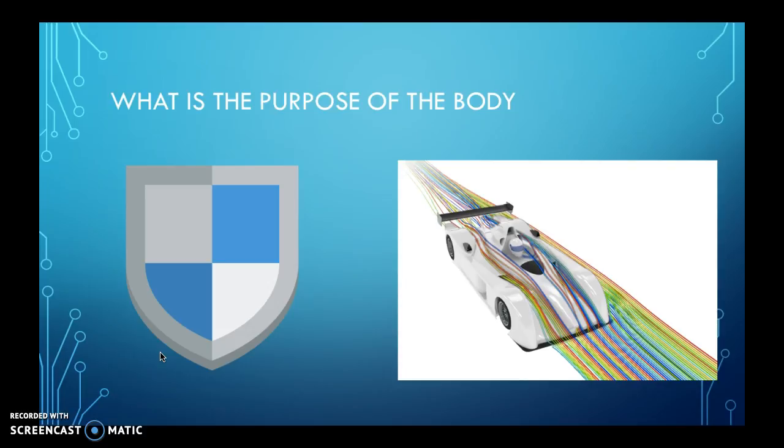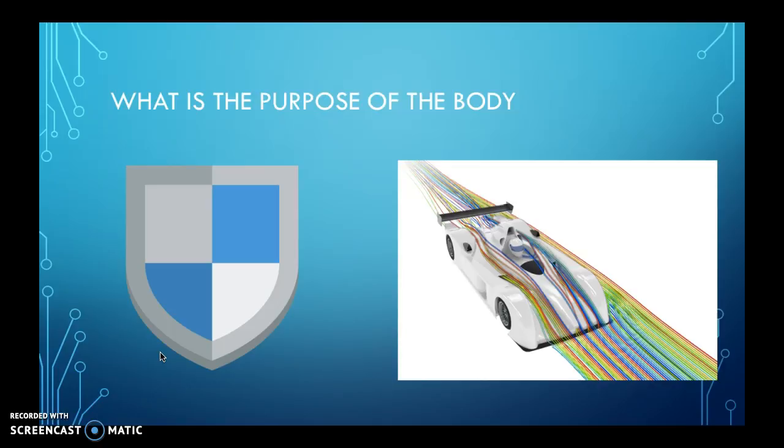So, first things first, what is the purpose of the body? The first purpose of the rocket body is to protect anything that is housed within the rocket. In our case, that is going to be your payload compartment, and so the outside of the body needs to be sturdy enough to keep the inside of your rocket safe. The second purpose of the rocket body is to direct airflow in a way that it reduces drag.